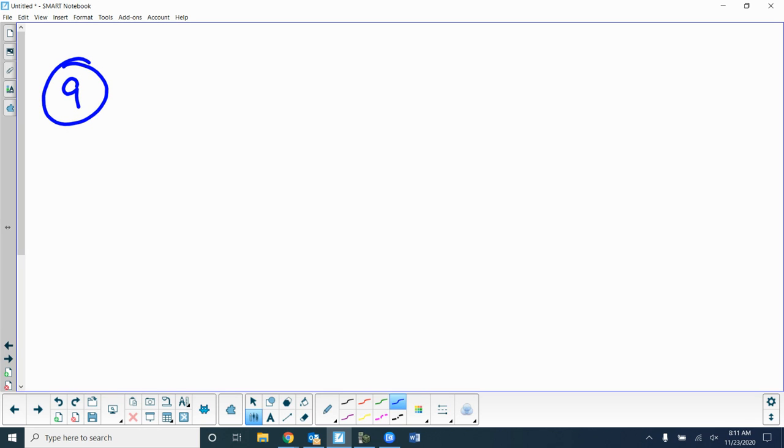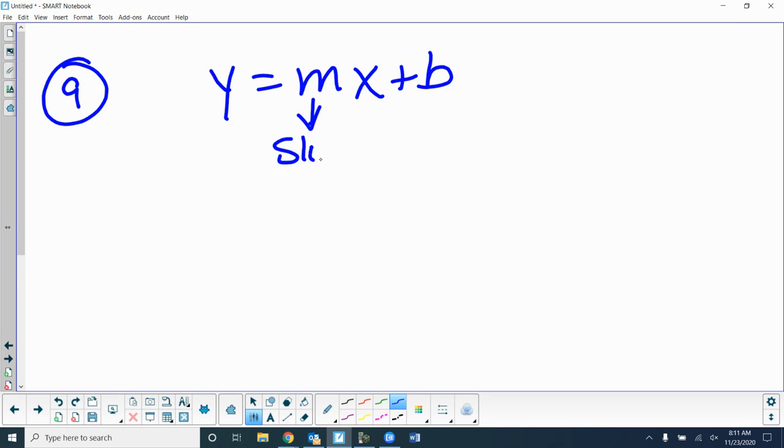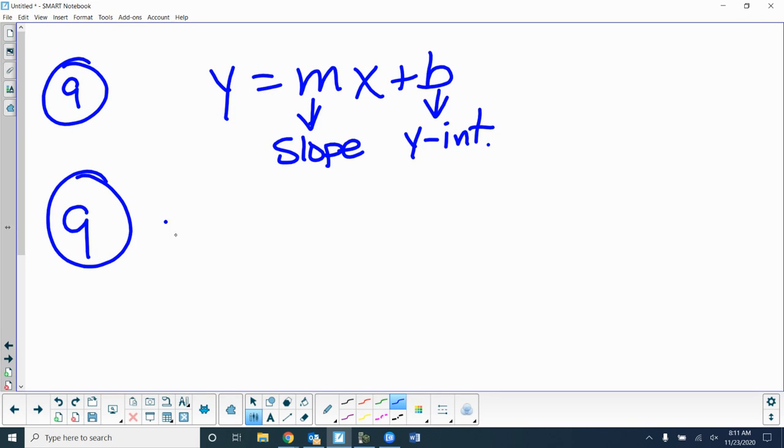All right, so remember, this is the form I want your answer in. Remember, M is slope, and B is the y-intercept. So number 9, I give you the slope and the y-intercept. You just got to write it in. Number 9, I said the slope was 1, and the y-intercept was 0, 3, which means the B is 3. That easy. Just substitute in. I give you that information.